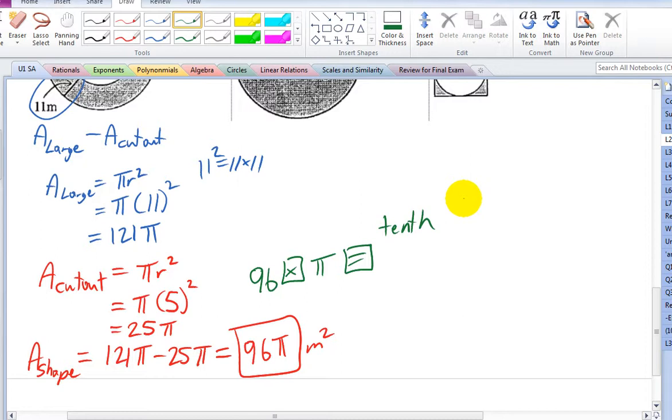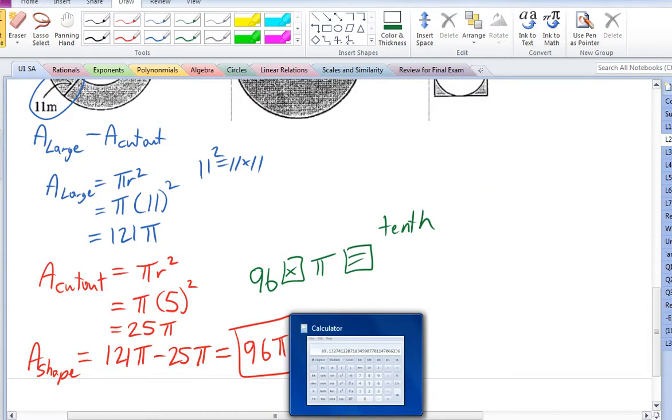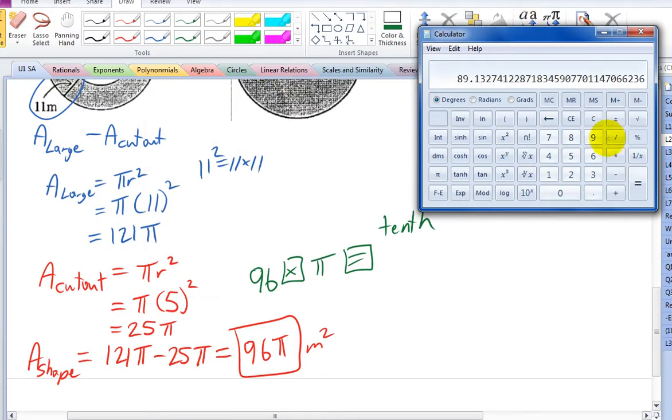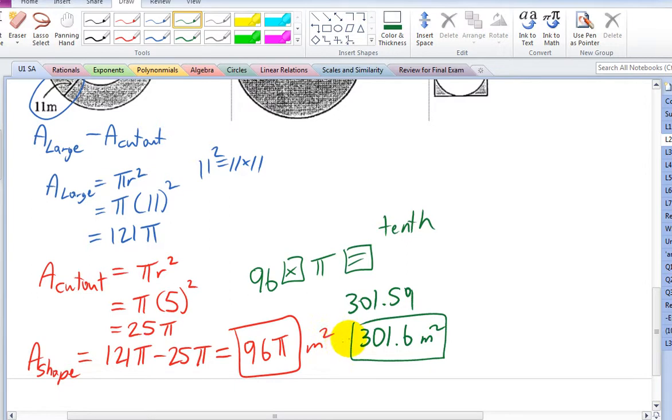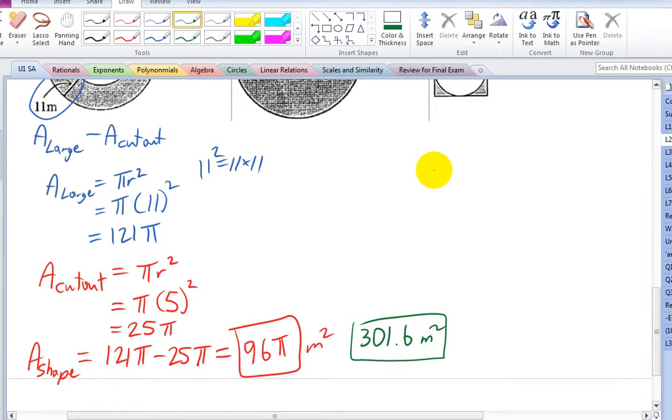So notice you don't use a calculator until the very last step. Right? It's very important. Higher level math, you don't use your calculator that much. 96 times pi. Do not use 3.14. 301.59. So nearest tenth, what are we going to round it to? 301.6 meters squared. Okay. Good. Okay. Thumbs up, thumbs down in the middle.